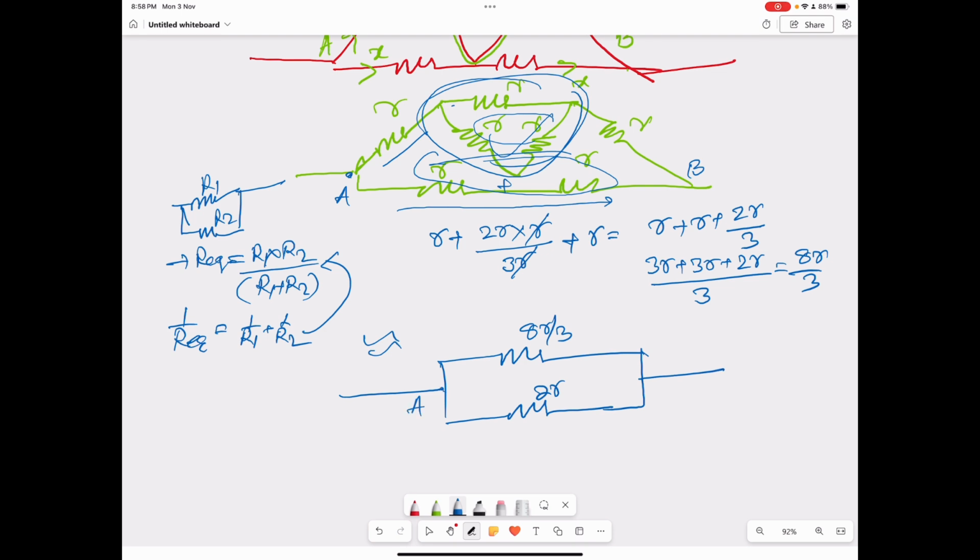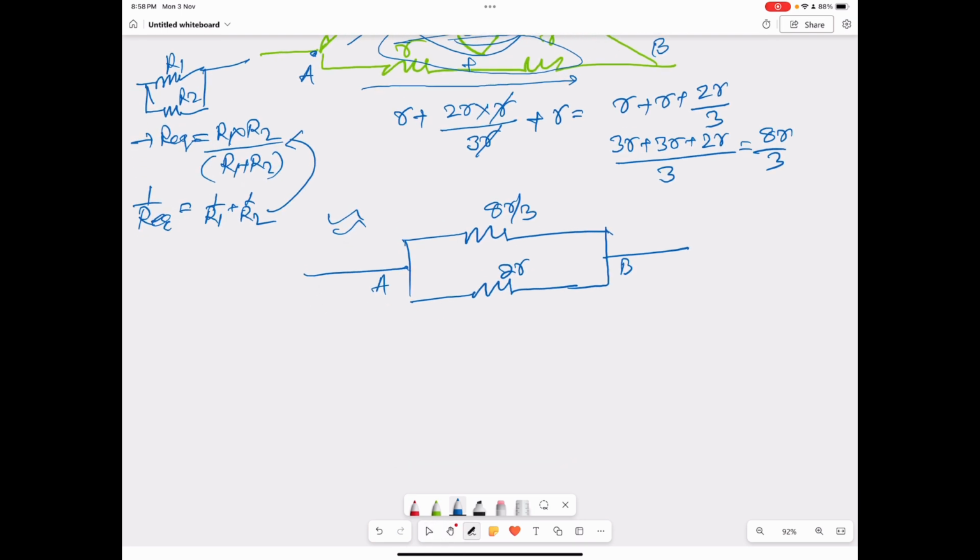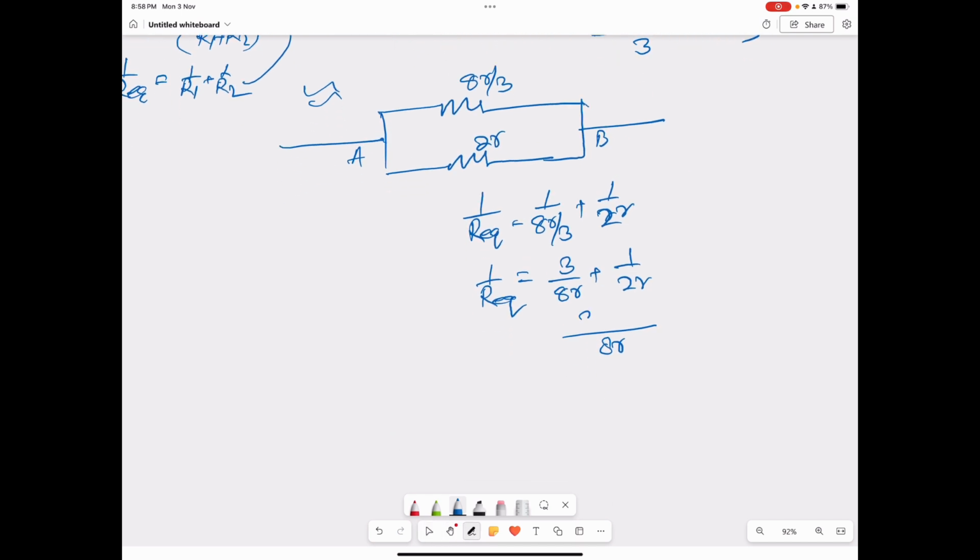So this is point A and B. Now for the equivalent resistance I will use the formula: 1 upon Req will be 1 upon 8R by 3 plus 1 by 2R, which is 3 by 8R plus 1 by 2R. I will take 8R as an LCM. It will become 3 plus 4 over 8R. So Req is nothing but 8R by 7. So this is very simple.